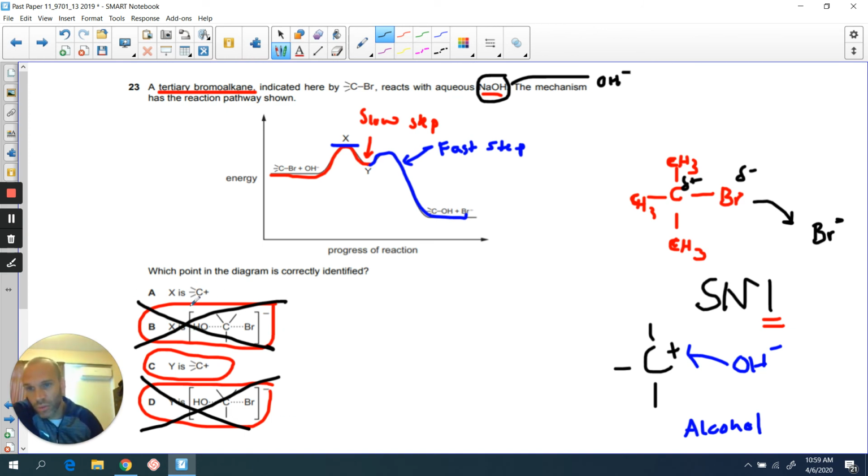Now, the reason why A is ruled out is that it says X here, which is this moment in this reaction profile, is the formation of the carbocation. But the formation of the carbocation is after the first step, the slow step. So that would be here, not here. This just represents the activation energy of allowing that carbocation to form. You've got to get over that hump in order to actually form your carbocation. But the carbocation will actually be formed at this point, Y. So hopefully that explains why A, B, and D are incorrect, and C is your correct answer here.